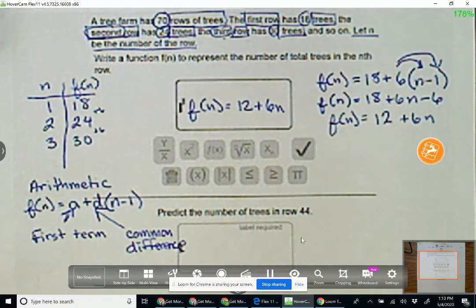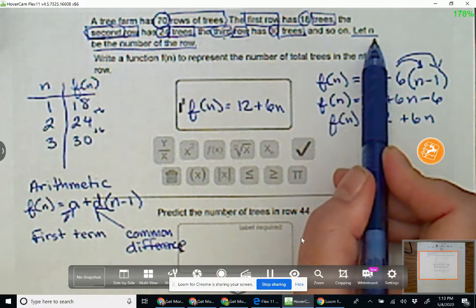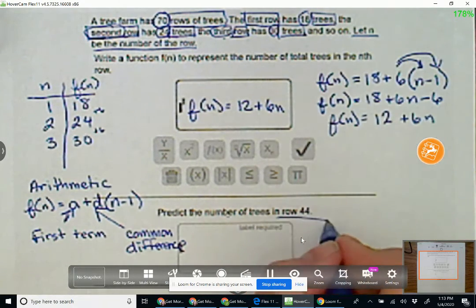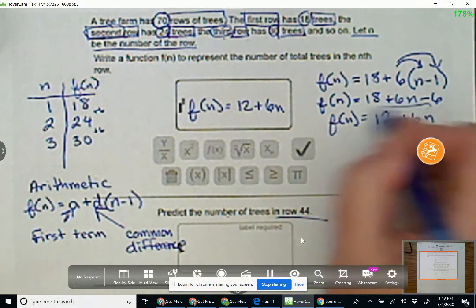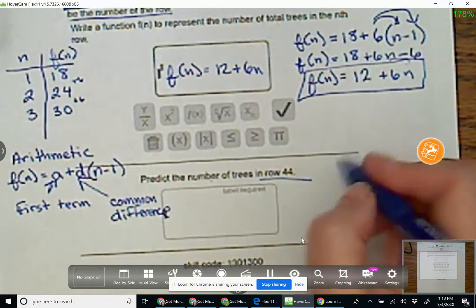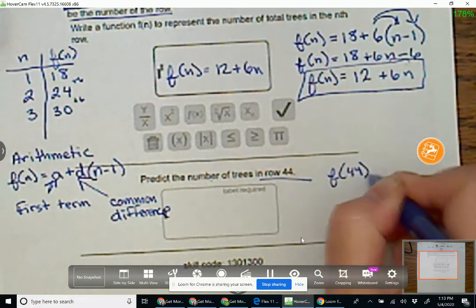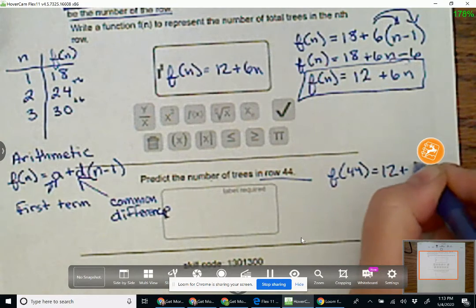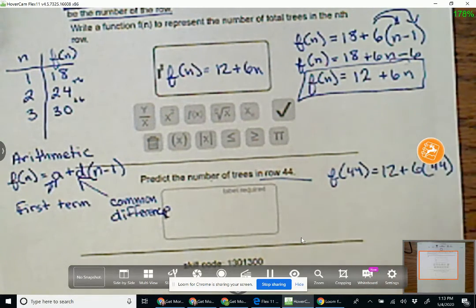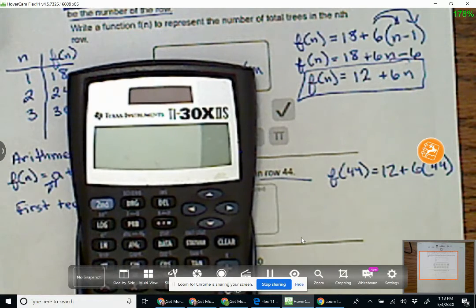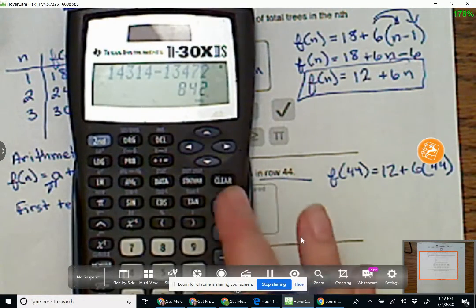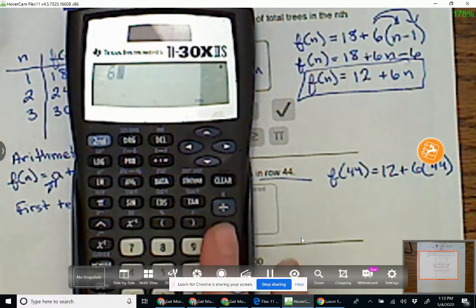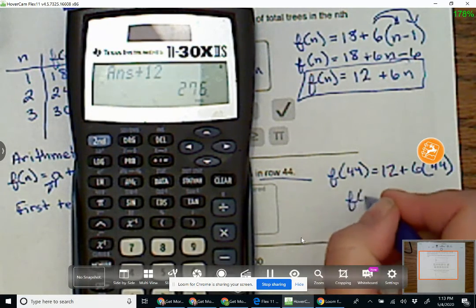Okay, now the second one says predict the number of trees in row 44. Remember, n is the number of the row. So what row is it? It's row 44. So we're going to plug in 44 into this equation. So f of 44 equals 12 plus 6 times 44. I'm going to get out my handy dandy calculator. Do 6 times 44 first. Add 12. 276. F of 44, 276.